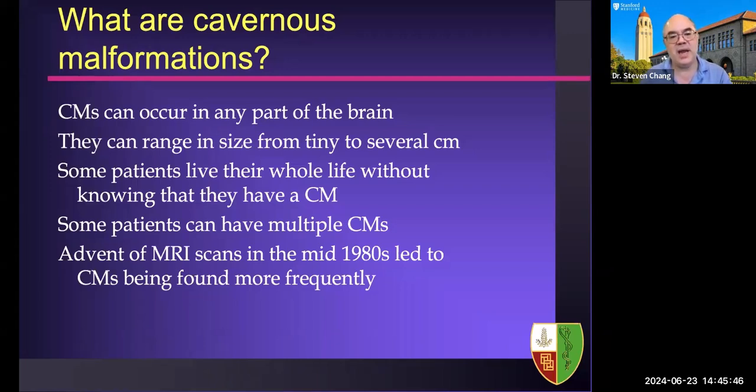The advent of MRI scans in the mid-1990s has led to cavernous malformations being found more frequently. Prior to that, CT scans were developed in the early 1970s. They could detect the larger cavernous malformations, but not the tiny ones. And before you had CT and MRI imaging, these cavernous malformations were almost impossible to detect. Occasionally, you might suspect them if there was a hemorrhage in the brain. But again, brain hemorrhages are usually diagnosed with CT and MRI scans. So prior to the advent of those studies, cavernous malformations were typically only found on autopsy studies.